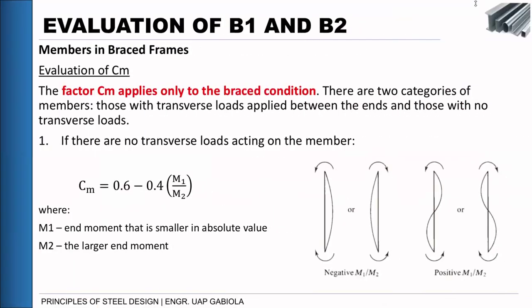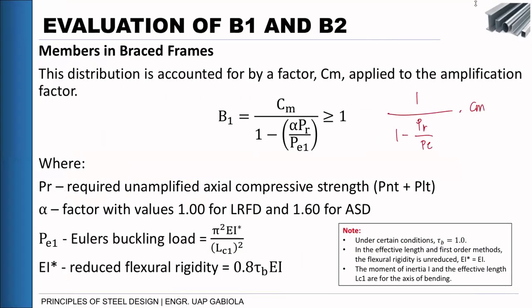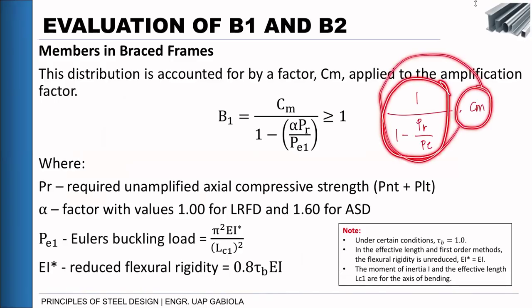So in evaluating the value of C sub M, it only applies to brace condition lang. Okay? So, ibig sabihin, kung unbraced yung frame mo, we don't need to calculate the value of CM na i-multiply natin dito sa mismong ano natin. Ito yung amplification factor natin. Hindi natin i-multiply sa CM.